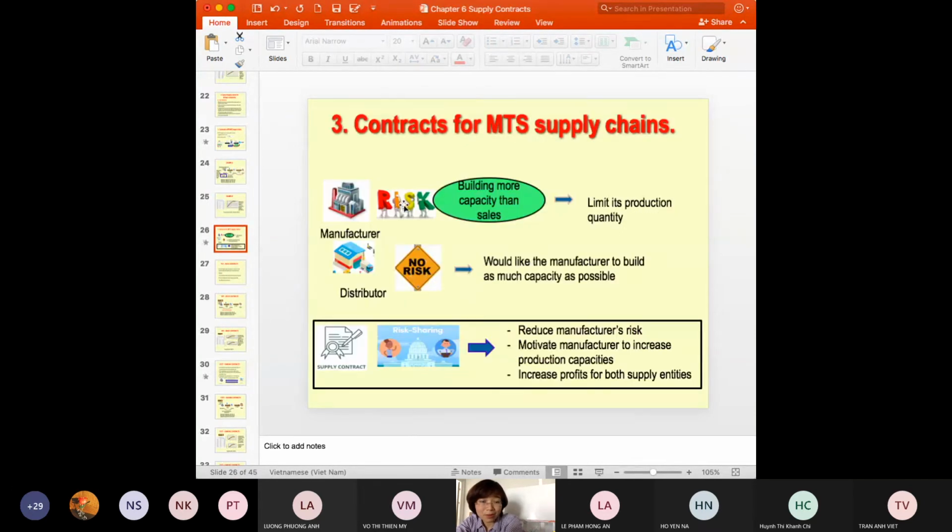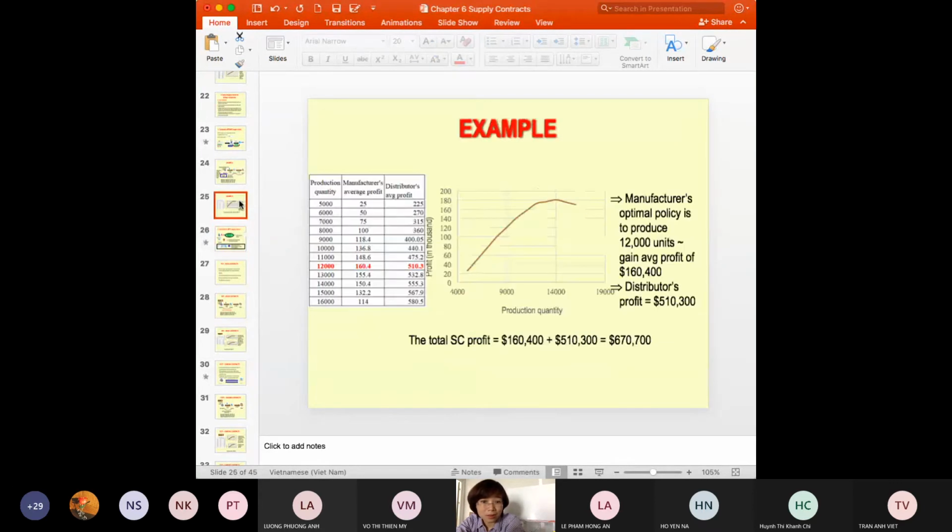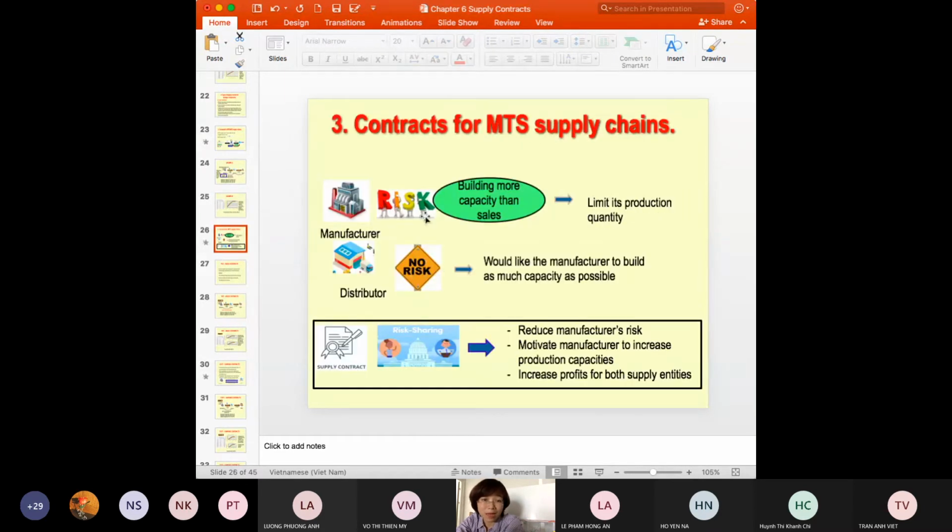So in here, you can see I just explained that the manufacturer gets more profits. Okay, right now, let's move to the contract for the make to stock supply chain.